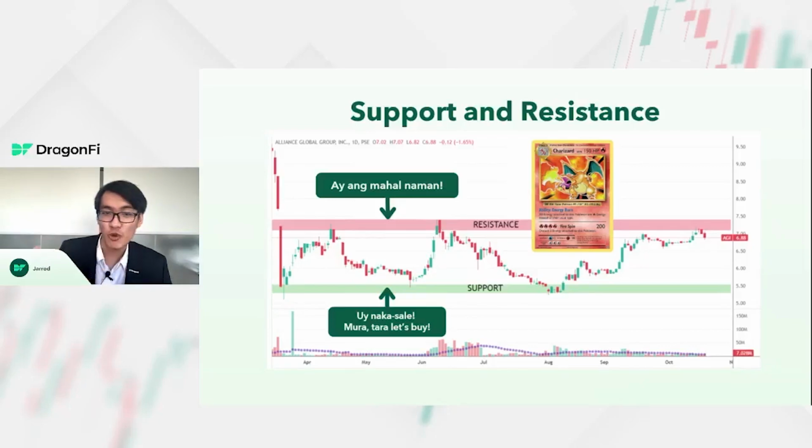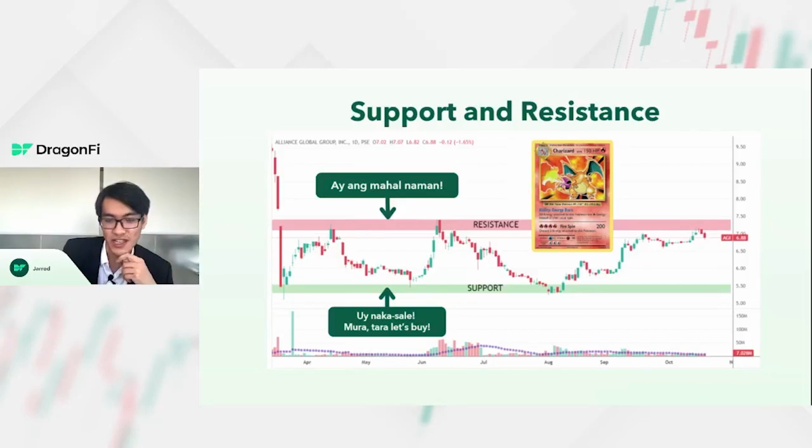Then let's say I have two of them already. I only need one. What would you do? You'll sell it na kasi medyo mahal na eh. So that is what you call the resistance. It's the price level where people or investors think that the stock is a bit too expensive na. So they would sell. So there's a lot of selling pressure at that level, right?